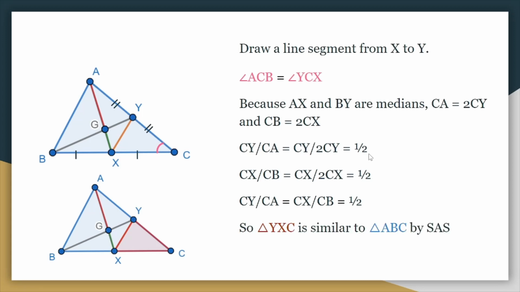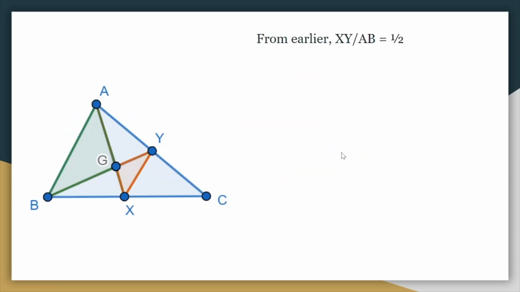And so we have that triangle YXC is similar to triangle ABC by side, angle, side. And so we get that CY divided by CA equals CX divided by CB, which equals XY divided by AB, which equals 1/2, since the lengths of corresponding sides of similar triangles are proportional. Now, focusing on XY divided by AB equals 1/2, we'll multiply both sides by 2AB, and this is going to give us AB equals 2XY. And so we'll get that AB divided by XY equals 2.